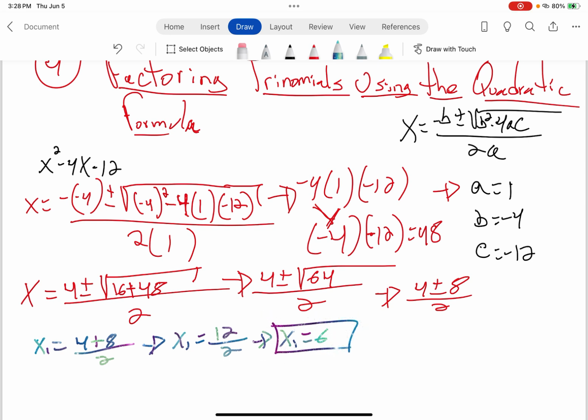First answer. Then the second answer, I will call x2, is equal to the same thing but using the minus. 4 minus 8 divided by 2. So I will continue here, which is x2 is equal to 4 minus 8 will be minus. Remember, different signs will be subtraction, and you will keep the sign of the number which is greater. As the 8 is greater, I will keep the minus, and then I will do the subtraction. 8 minus 4 is equal to 4, and then divided by 2.